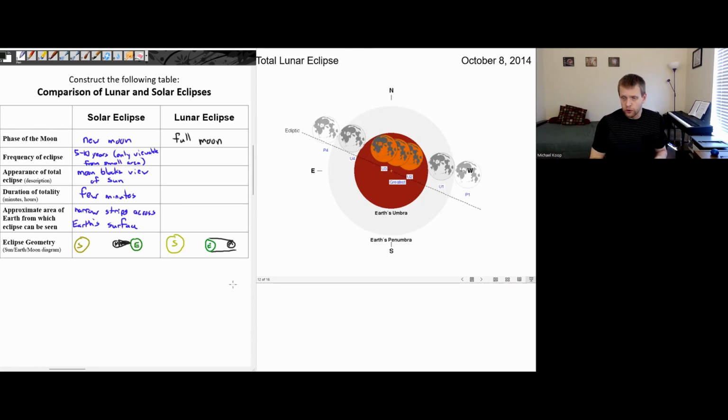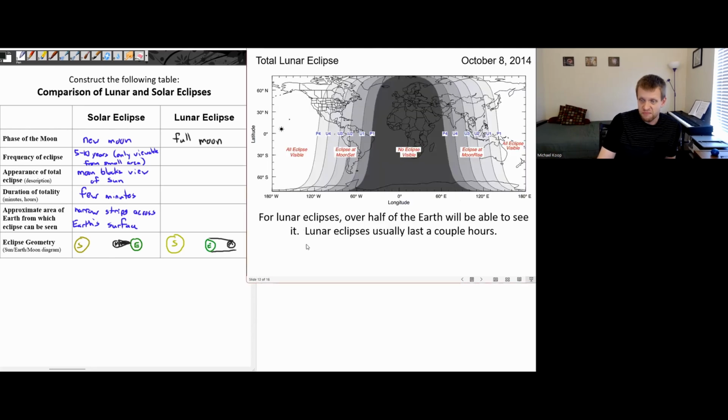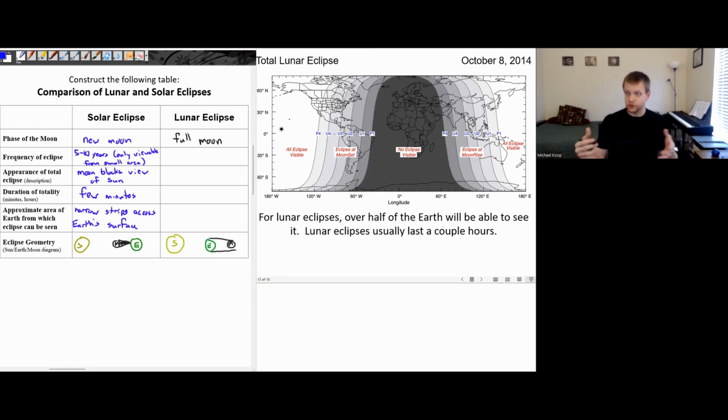For the solar eclipse, that total solar eclipse was only viewable from a narrow band across the Earth because the moon's shadow on the Earth isn't very large. However, when the moon passes into the Earth's shadow, about half of the Earth can see it. The Earth is a lot bigger than the moon, so the moon is going to be in Earth's shadow for usually a couple of hours. Since the Earth's shadow is really big, larger than the moon itself, usually totality lasts a couple hours.